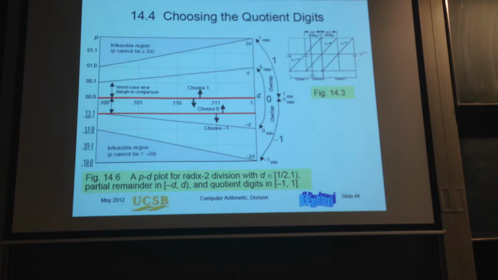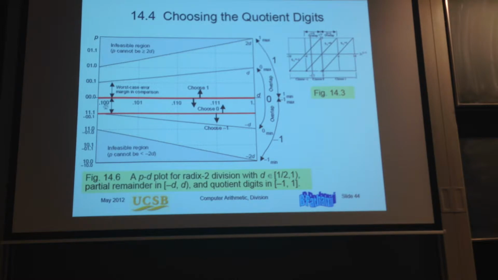Now, I will tell you the same story, but in a different way. This is the diagram that we were discussing before, which relates D with the shifted partial remainder and allows me to make decision on which kind of digit to choose. And this is the same, but in a nicer way. Those two are telling me the same story.